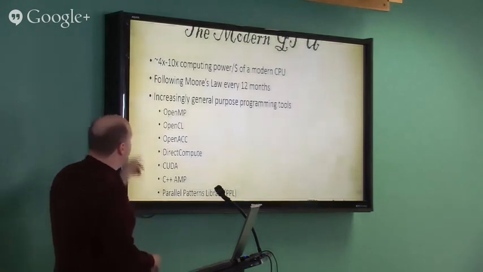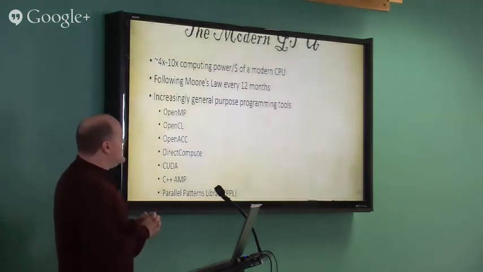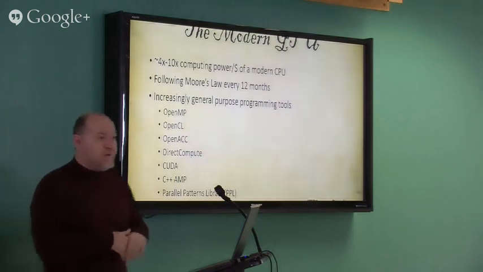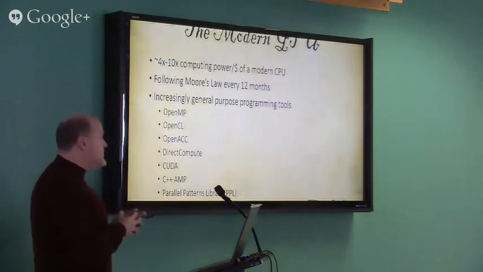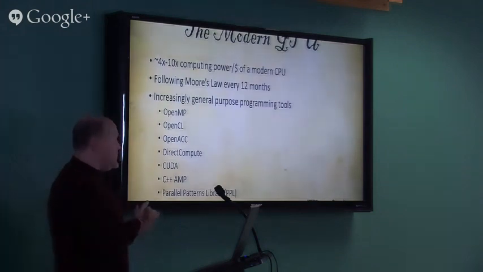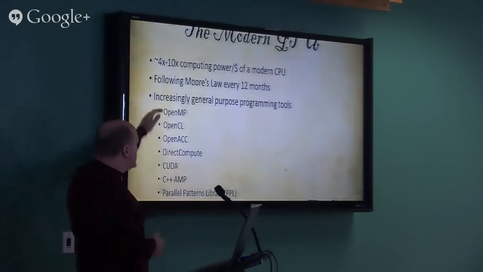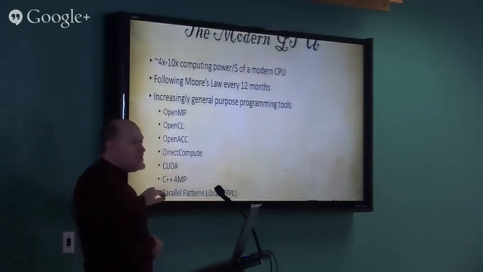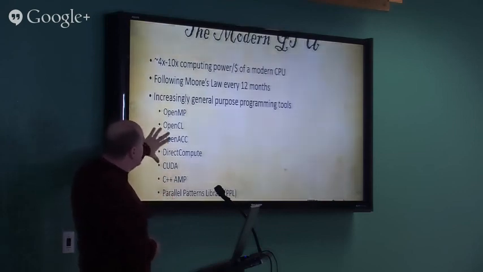So the modern GPU has 4 to 10 times the computing performance of a CPU per dollar. They also have about 4 times the transistors. Following Moore's law, unlike the CPU, they double in performance every 12 months instead of every 18 months, both in transistors and performance. There are increasingly general programming tools, all kinds of standard APIs for programming them that have evolved that are not Direct3D, which is what those chips were built to run. In fact, the vast majority of the scientific computing community uses a combination of OpenCL and increasingly CUDA to code directly to these GPUs.